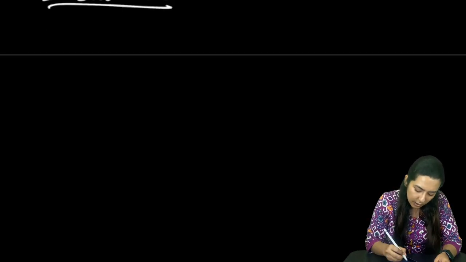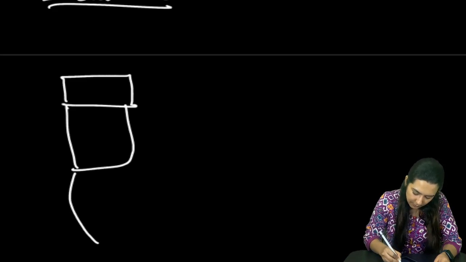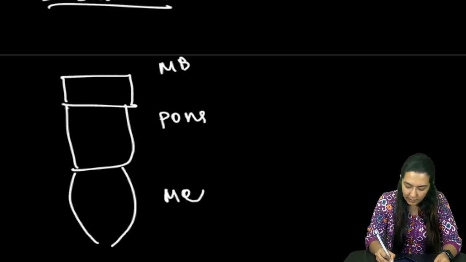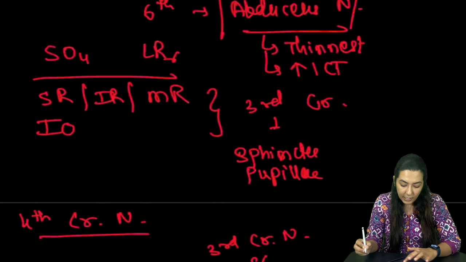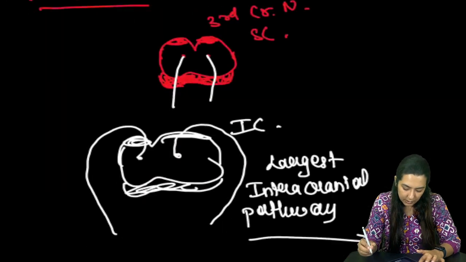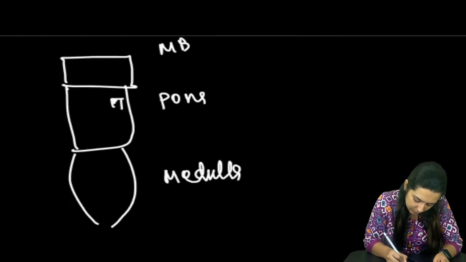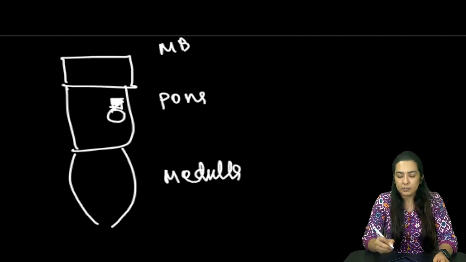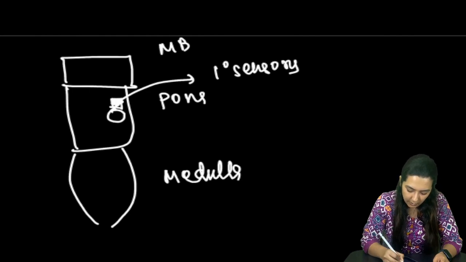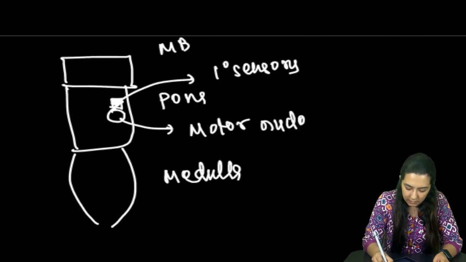So again, I'll draw the schematic diagram of the brainstem. This is your midbrain, this is your pons, and this is your medulla. As I have told you, the fifth cranial nerve arises mainly from the lateral part of the pons. So now we'll discuss the fifth cranial nerve alone. This is the lateral part. It has two subnuclei in the pons. First is the primary sensory nucleus of the trigeminal nerve. Second is the motor subnucleus of the trigeminal nerve.